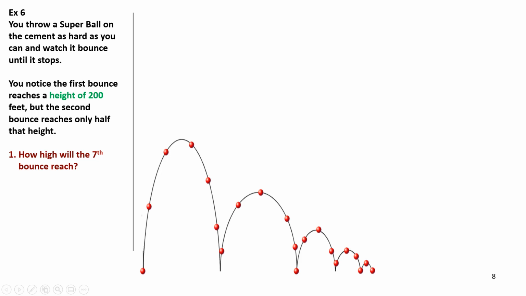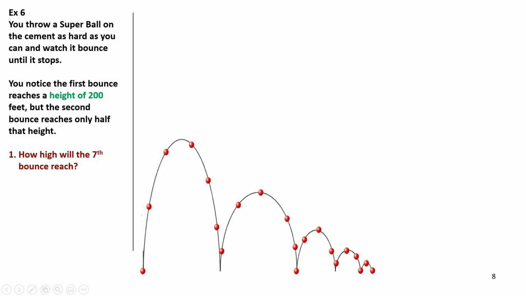Okay. So it says you throw a super ball on the cement as hard as you can and watch it bounce until it stops. You notice the first bounce reaches a height of 200 feet. So this first bounce here is 200 feet, but the second bounce reaches only half that height. So here's 200 feet, so that's 100, that's 50, that's 25, that's 12 and a half, and so on, all the way out 7 times.